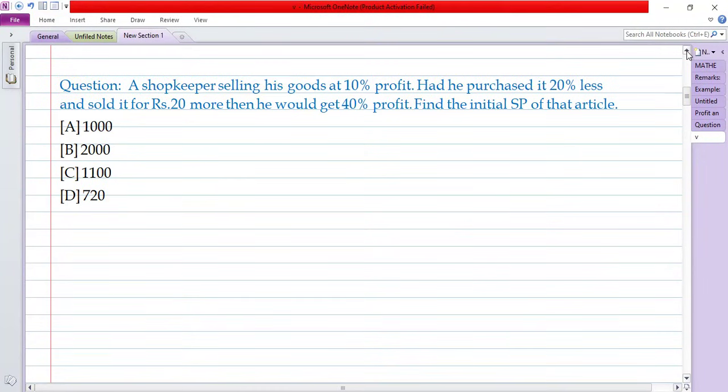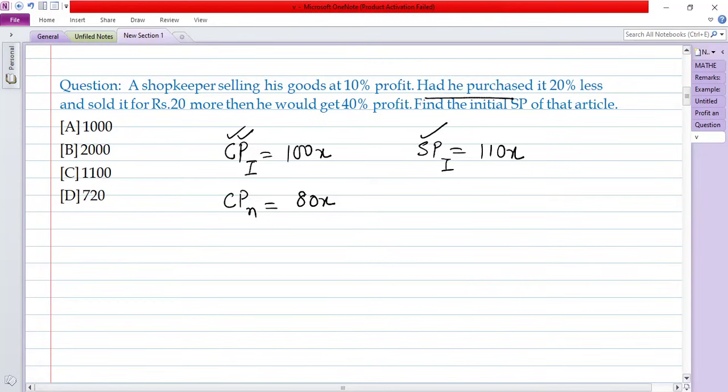So this is the same, actually one more question on the same type. Here, once again, let the initial cost price be 100x. And what is the initial selling price? SPI means initial selling price, it will be 110x. Now, what is the new cost price? The new cost price will be 80x, meaning if he had purchased it 20% less.